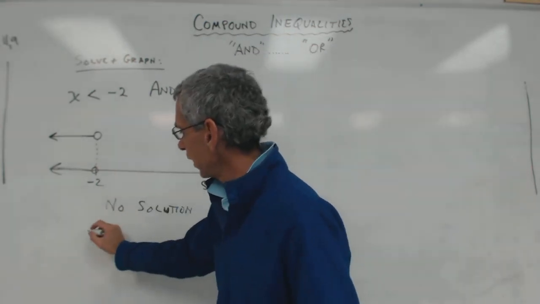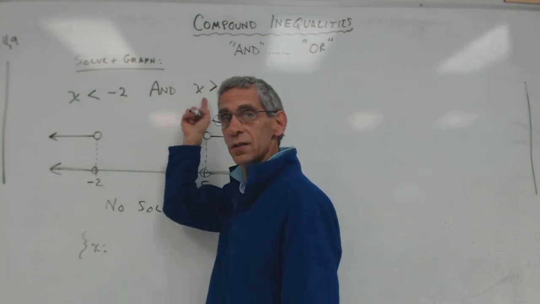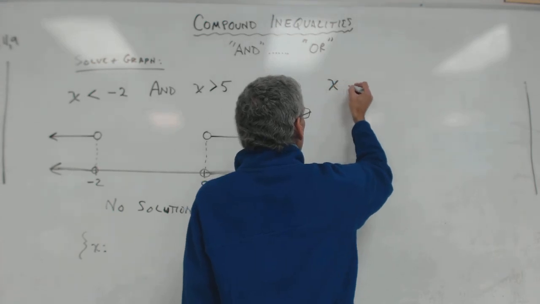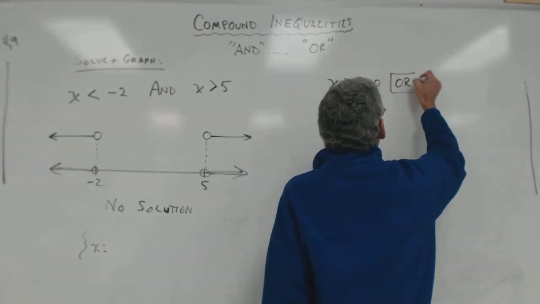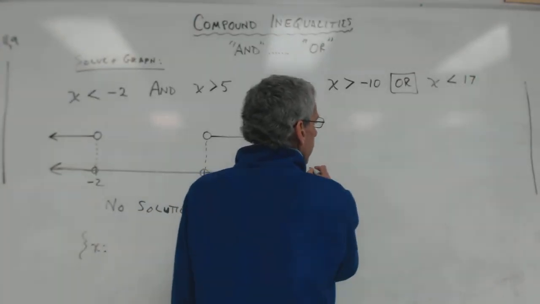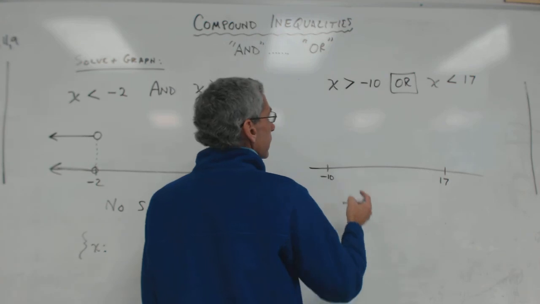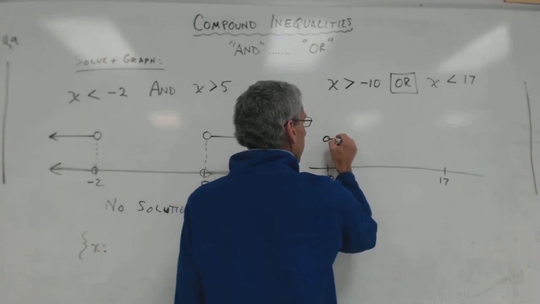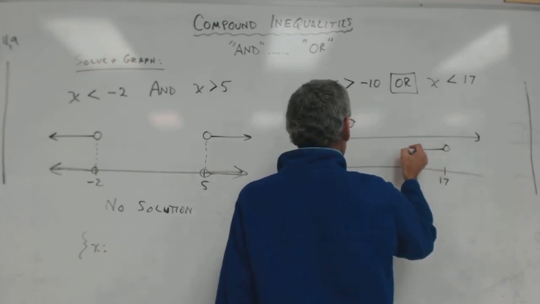And you could use set notation. You could say the set of all x's such that x is less than -2 or x is whatever. That would be set notation. Now, for this last one for an or, let's say I said x is greater than -10 or x is less than 17. I'm going to draw that really fast. Here is -10, here is 17, and it says x is greater than -10. Greater than, it's going to go this way. And x is less than 17. It's going to go this way, right?